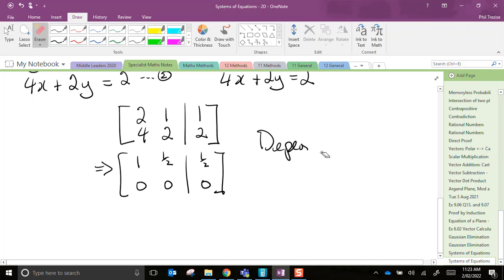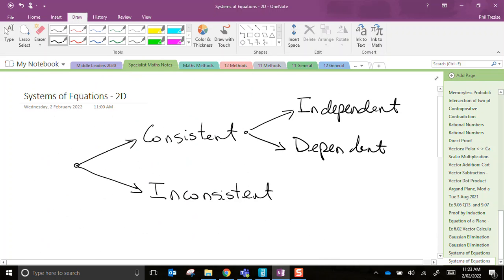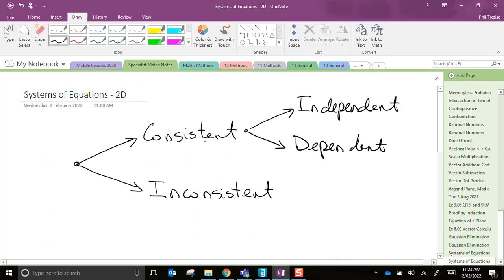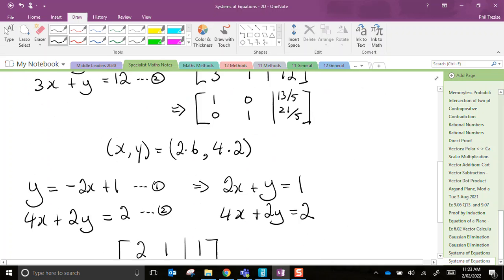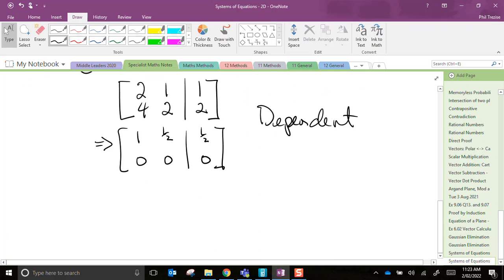Helps if I can write a little bit more neatly than that. Not much better. And as I said up at the top, a dependent pair is a consistent pair. They do have solutions. That means they're consistent. They work together, but there's not a unique solution. There are, in fact, in this case, infinitely many solutions.